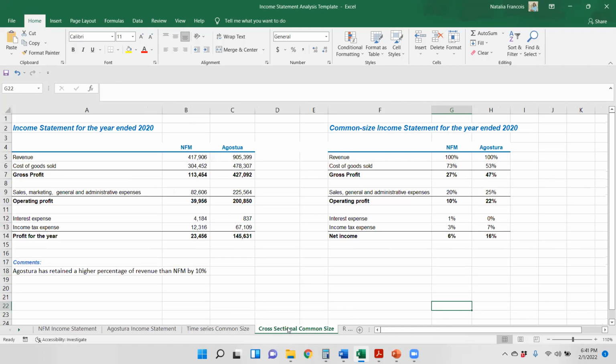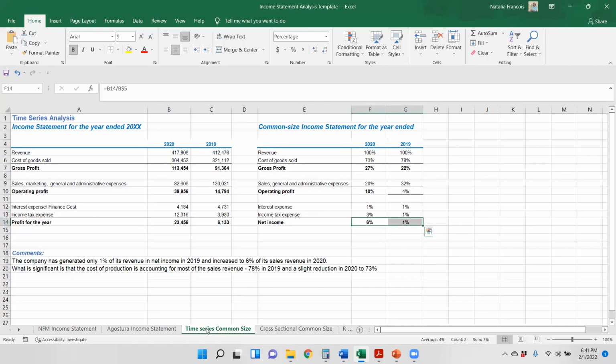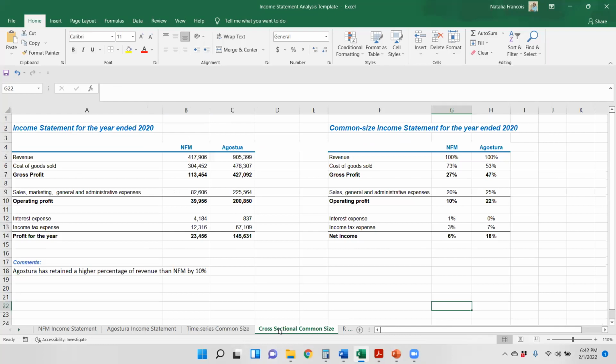Then we go to cross-sectional. So that's the time series. Time series, as I said, is analyzing year to year. And in this class, we're going to do just 2 years. We're going to make it simple: 2 years, 2020 and 2019. Cross-sectional now is across industry or company. In this case, we're doing company. So we analyze NFM with Angostura. So I put it on this side.